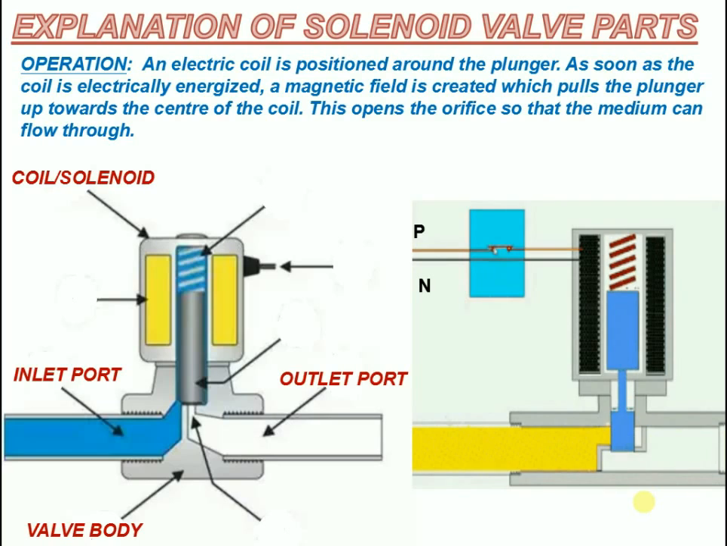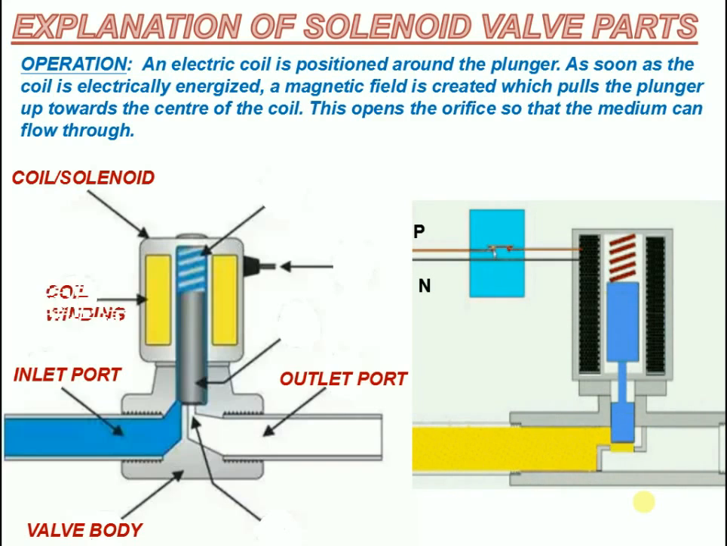Coil/solenoid. This is body of the solenoid coil. The body of the solenoid coil is cylindrical in shape, and it is hollow from inside. This is covered with steel covering and it has metallic finish. Inside the solenoid valve there is solenoid coil.